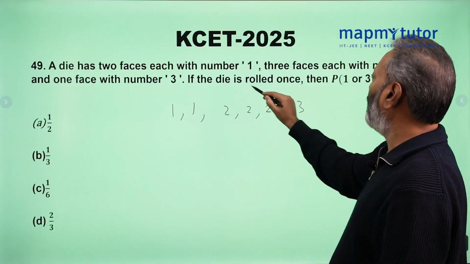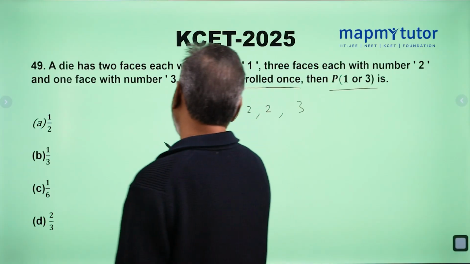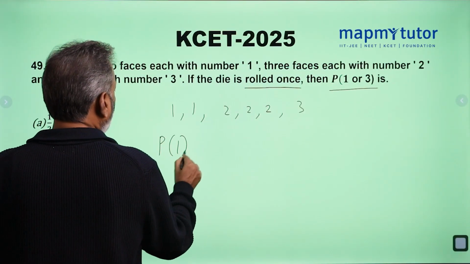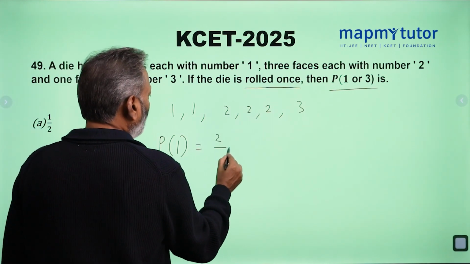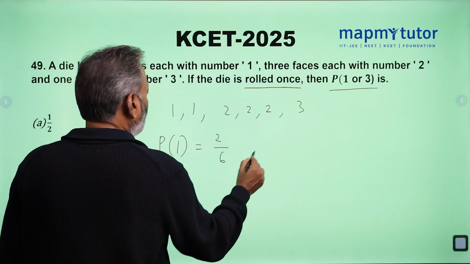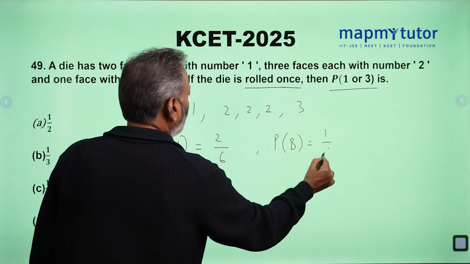If the die is rolled once, then what is P of 1 or 3? Now let me calculate P of 1. What is the probability of getting 1? There are 2 favorable faces out of 6, so 2 by 6. And what is the probability of getting 3? Only 1 face, that is 1 by 6.